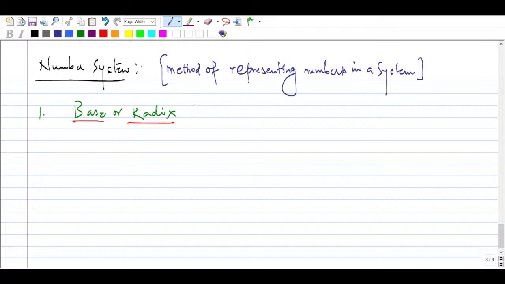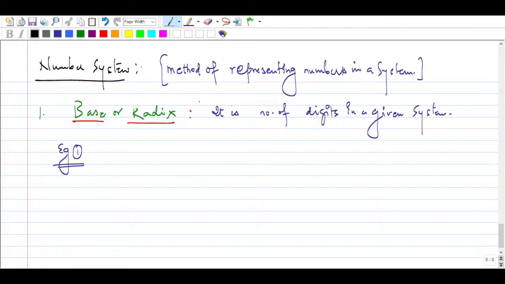So any system will be given, right? What is the definition of base? It is the number of digits in a given system. We will give you an example. So we have to understand this definition, right? If someone asks you what is the base of a particular number system, you have to see the number of digits in that case.